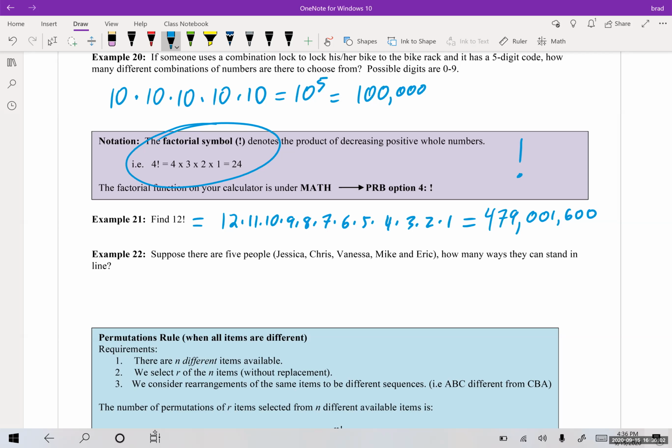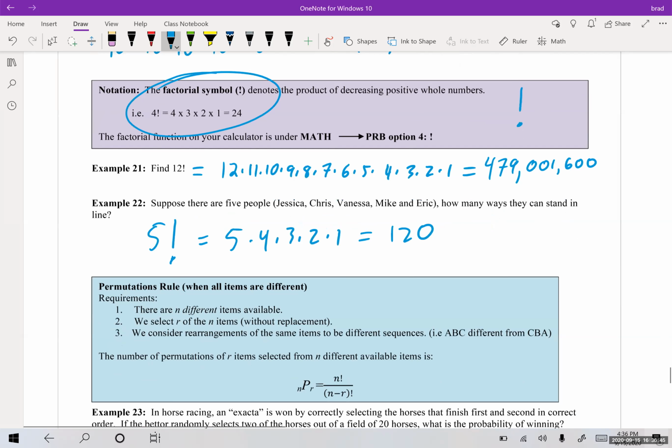Okay. So now, suppose there are 5 people, Jessica, Chris, Vanessa, Mike, and Eric. How many ways can they stand in line? So this can be rewritten as 5 factorial. Okay, because they could have 5 times 4 times 3 times 2 times 1 possibilities. So this would be 120. Okay, so factorials come into play a lot in statistics, and also when you're trying to find different ways that you can rearrange things and how many different possible outcomes there could be.